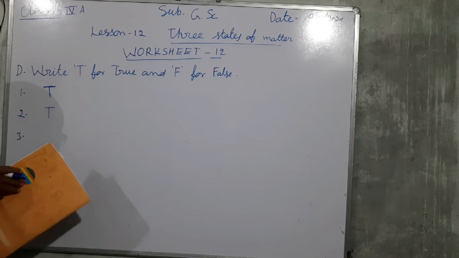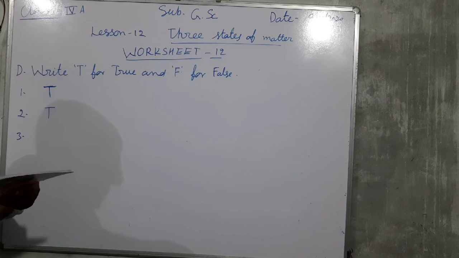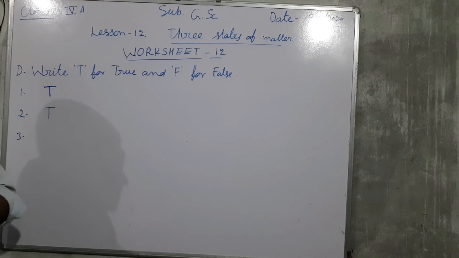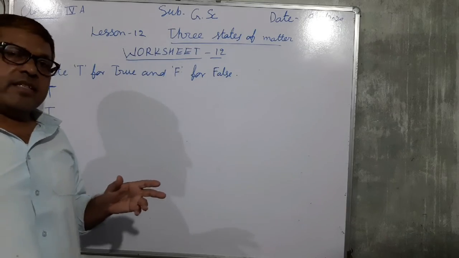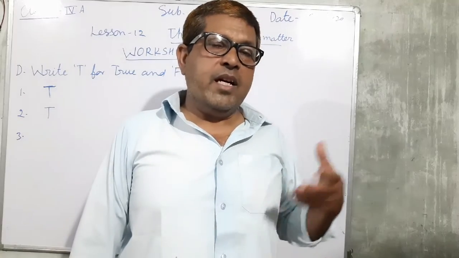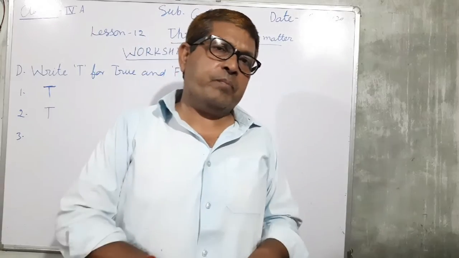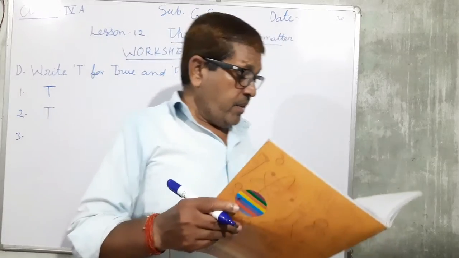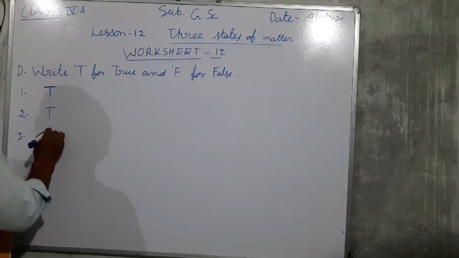Now third, you see, air is a mixture of gases. Yes, air is a mixture of gases. We see the air around us. Air is present, and the air is a mixture of gases. Air contains oxygen, carbon dioxide, nitrogen, etc. So third is also true.